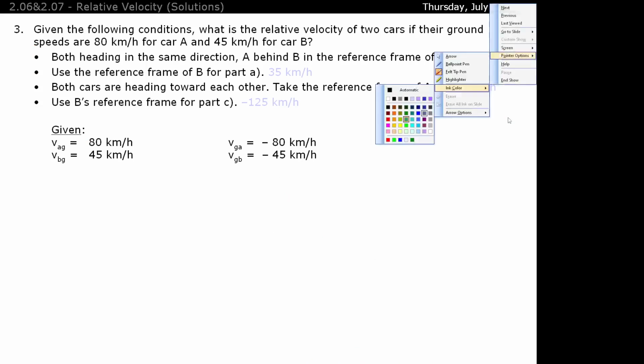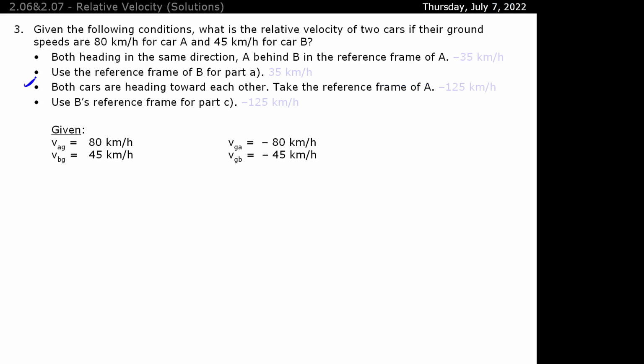Okay, third part. Both cars are heading towards each other, and you need to have a frame of reference. All right, so we'll take it that car A is traveling in the positive direction, meaning that car B must be moving in the negative direction. And we also got to fix up the symbol over here as well. That negative will become positive. Okay, with those givens, we know that the standard formula is, what is it, V relative to A, so VBA is for this one. That's equal to VBG plus VGA.